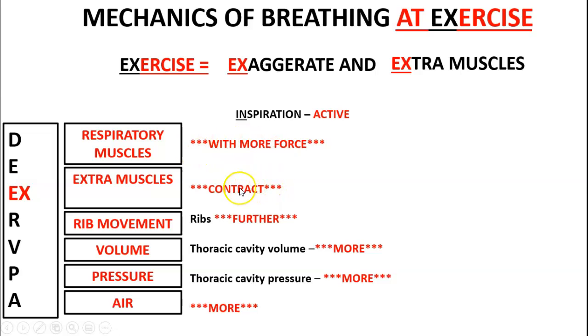Now, again, as we know, there is a cause and effect relationship. So what this means is if these contract with more force and we have some extra muscles contracting, this is going to have the effect of the ribs moving up and out further. We're exaggerating. It's going to cause the thoracic cavity volume to increase or decrease more, and then the same with thoracic cavity pressure, more, and this means that we're going to get more air, deeper breaths, increased rate of breathing, whatever, if it's inspiration or expiration. So hopefully you can see what that is.